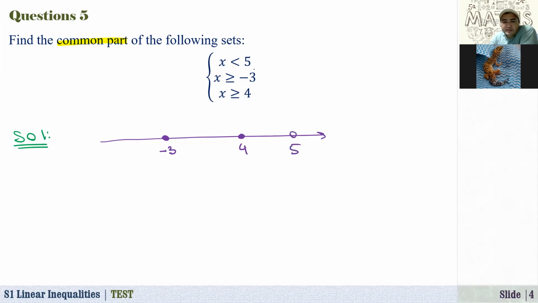So the first one says x is less than 5. That means that we are talking about all the numbers less than 5, not inclusive. And the second one is greater than or equal to -3. That means either -3 or to the right of this number. And the third one is greater than or equal to 4. Let me just write here, greater than or equal to 4, right? So now, since we're talking about a set, I mean, a system, we need to find the common part.